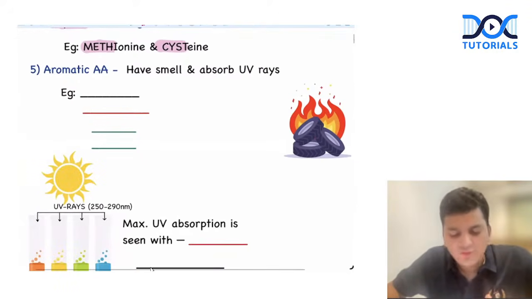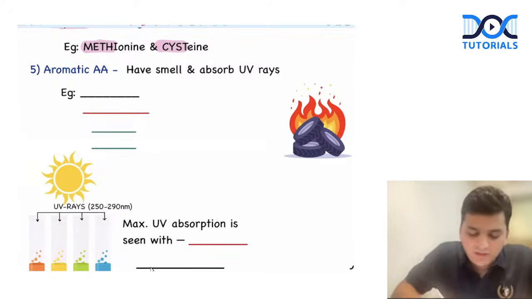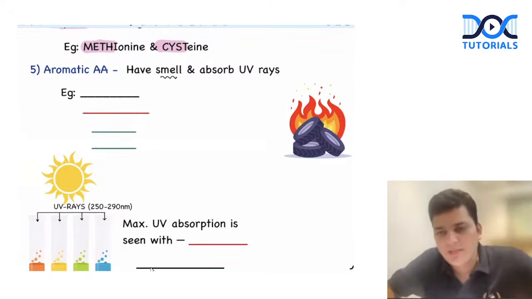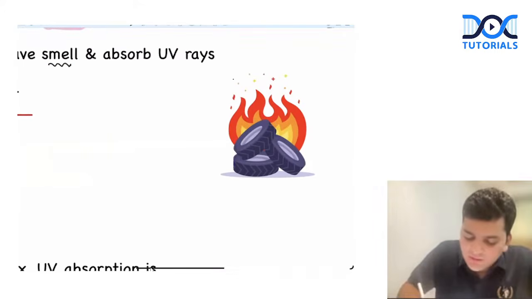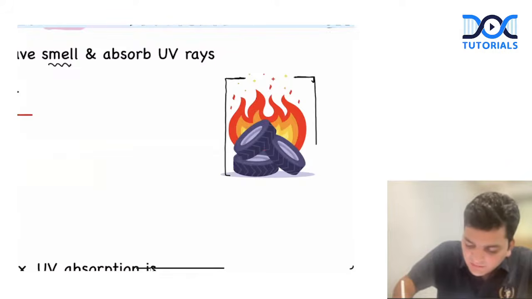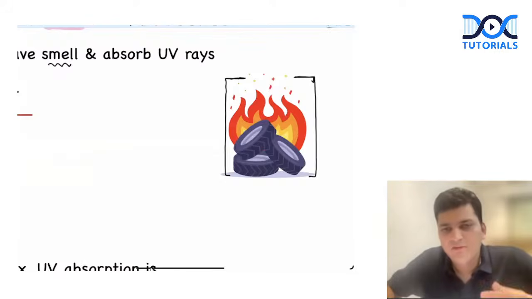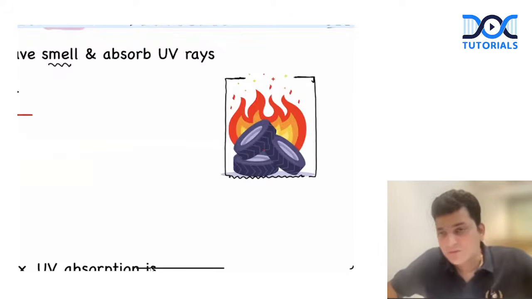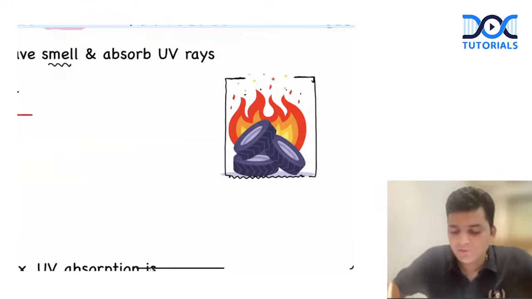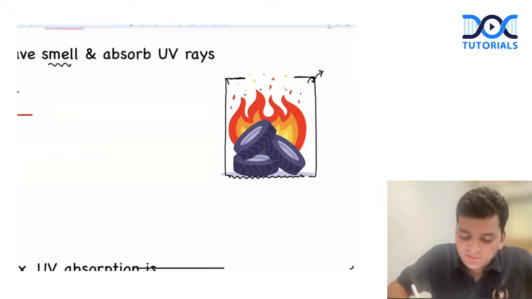The fifth subcategory is the aromatic amino acids. As the name suggests, an amino acid which has a particular type of smell is called an aromatic amino acid. Now, to understand this, let's do one experiment. For example, we are sitting in a closed environment, let's say a big hall, completely closed, with no windows, nothing. And we do an experiment there. We bring some tire and burn that tire in that room. After some time, there will be a smell of that tire everywhere in the room. And if you want to get rid of the smell, you need to turn on the exhaust fan. If we turn on the exhaust fan, then the smell will go.